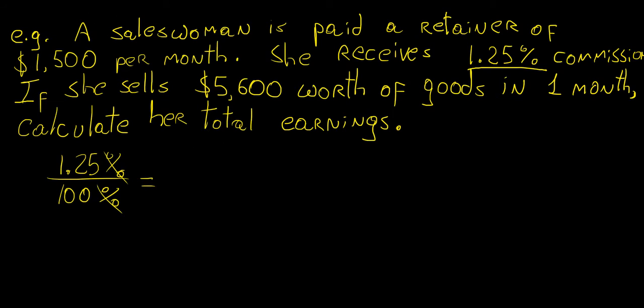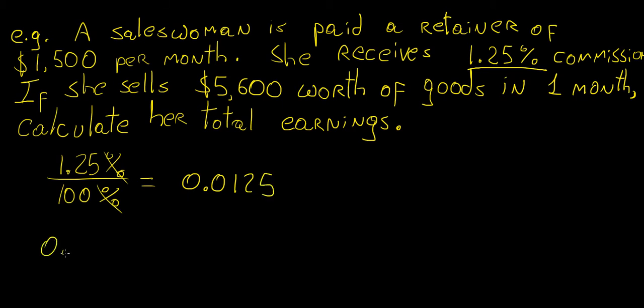So this is the problem of getting old. At some point you just get very used to using a calculator, so then you make silly mistakes like this one. So 1.25 divided by 100 is going to be 0.0125.